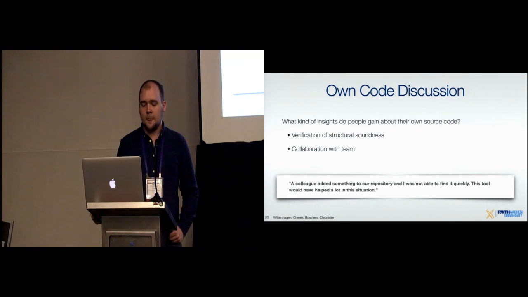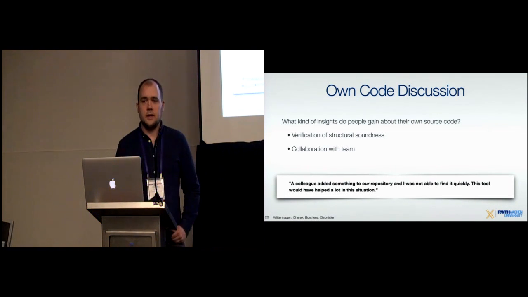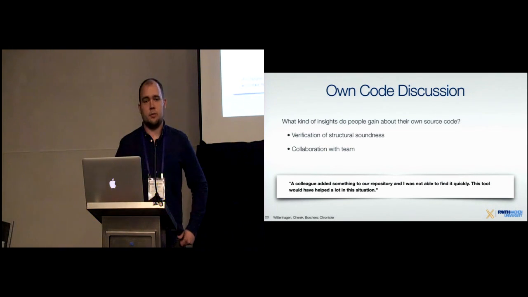One developer said, last week I had the problem that my colleague added something to the file, and I saw that in the commit message, but I had really big difficulties finding this. So with this tool, I could easily see where something was added and directly look at that, and not have the problem of looking around in a big project to find where this happened.